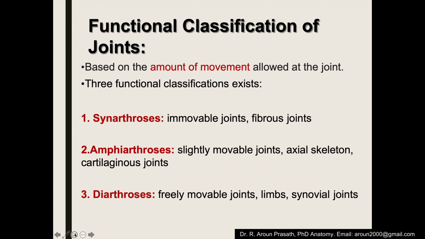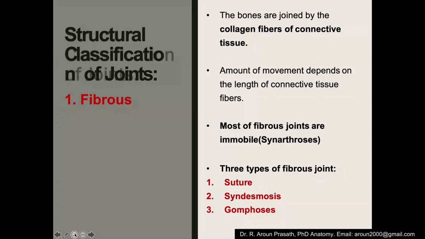the synovial joints. Coming to the fibrous joint, there are subtypes. In fibrous joint also, there are three subclassifications. One is the suture joints. For example, skull joints are united by sutures and there is no movement. Then syndesmosis and gomphosis. We will see these three: what is a suture joint, what is syndesmosis, and what is gomphosis.